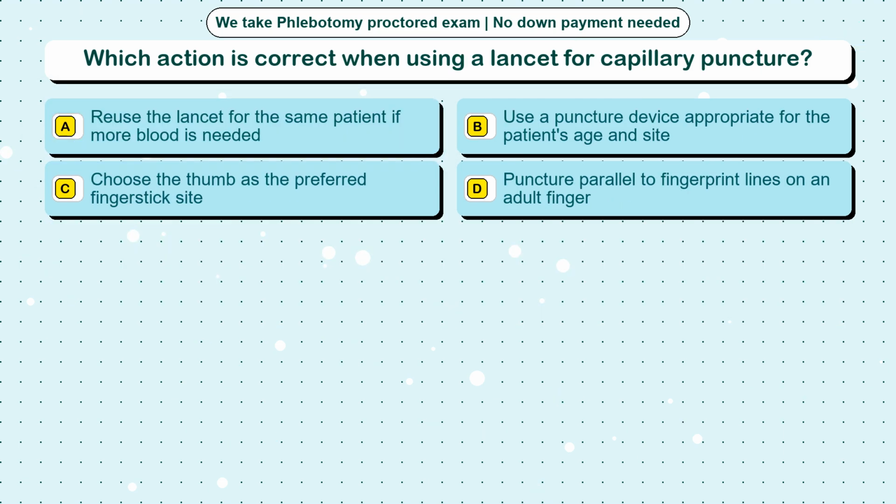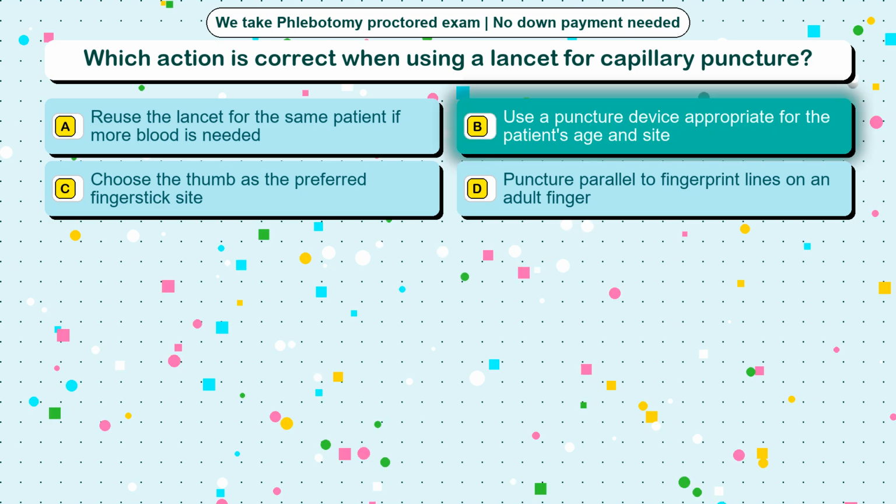Question 47. Which action is correct when using a lancet for capillary puncture? Option A. Reuse the lancet for the same patient if more blood is needed. Option B. Use a puncture device appropriate for the patient's age and site. Option C. Choose the thumb as the preferred finger stick site. Option D. Puncture parallel to fingerprint lines on an adult finger.